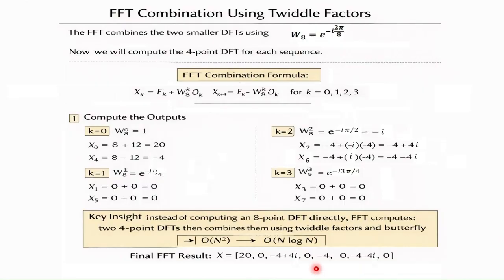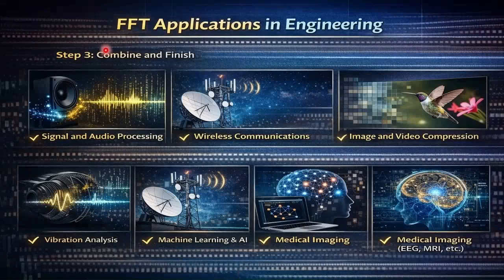Instead of computing a single 8-point DFT directly, the FFT algorithm computes two 4-point DFTs and then combines them using twiddle factors and butterfly operations. As a result, the computational complexity is reduced from O(n²) to O(n log n). And this dramatic reduction in computational cost is what makes the fast Fourier transform such a powerful algorithm.